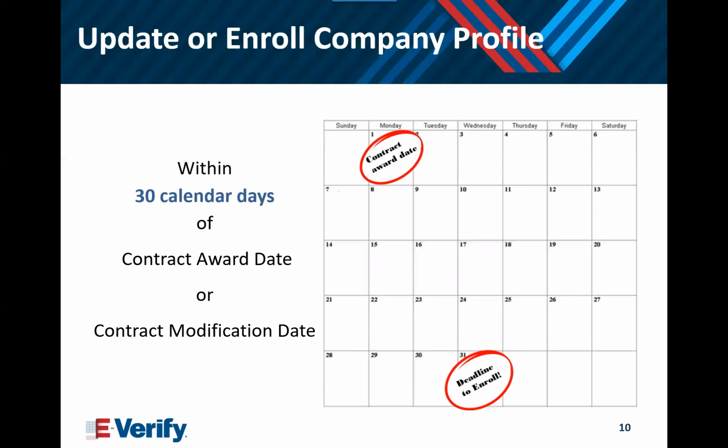Next, we're going to talk about the time frame required for a federal contractor. If your contract has that FAR E-Verify clause, either it was awarded to you or maybe modified to include the clause, you have 30 calendar days from that award or modification date to enroll in E-Verify, or if you're already enrolled in E-Verify, to update your company profile.